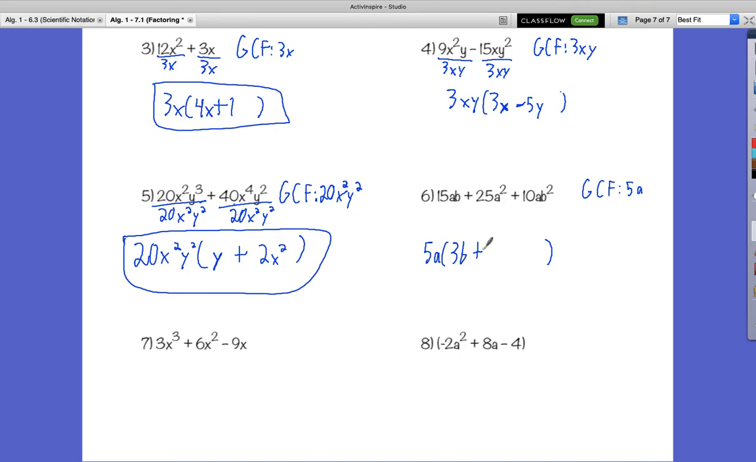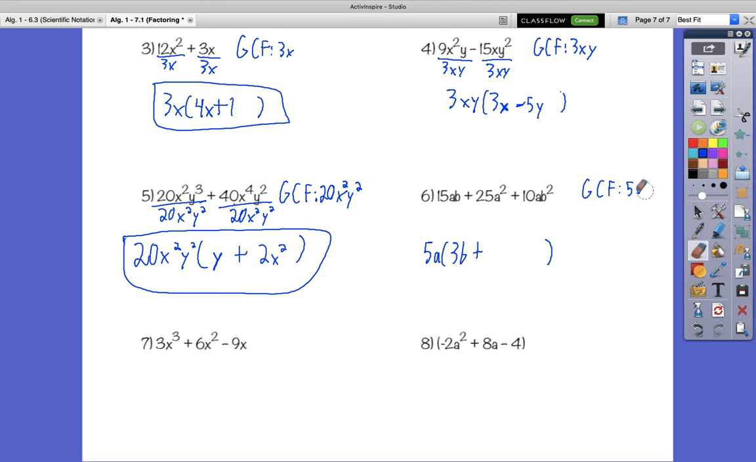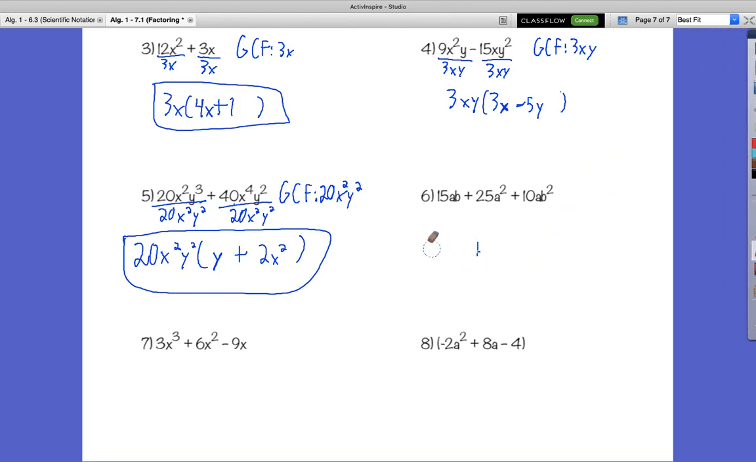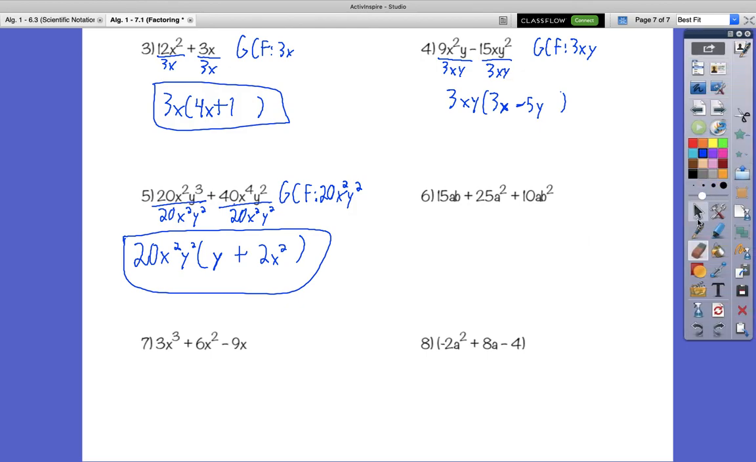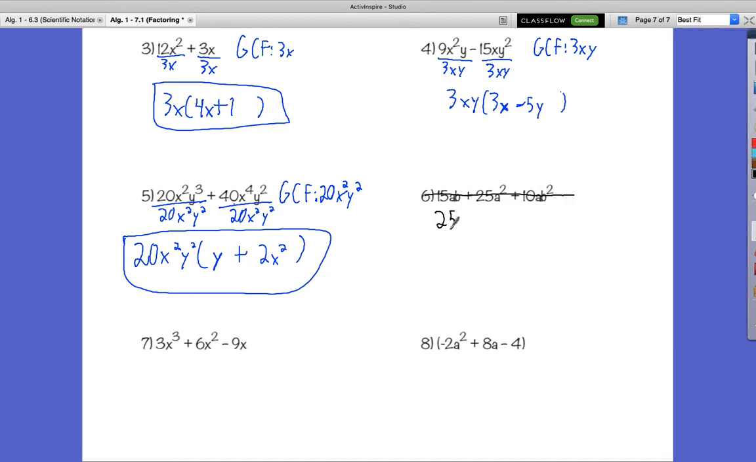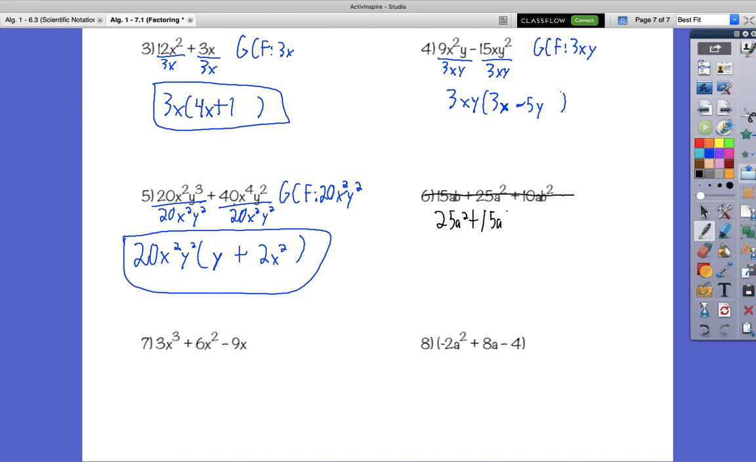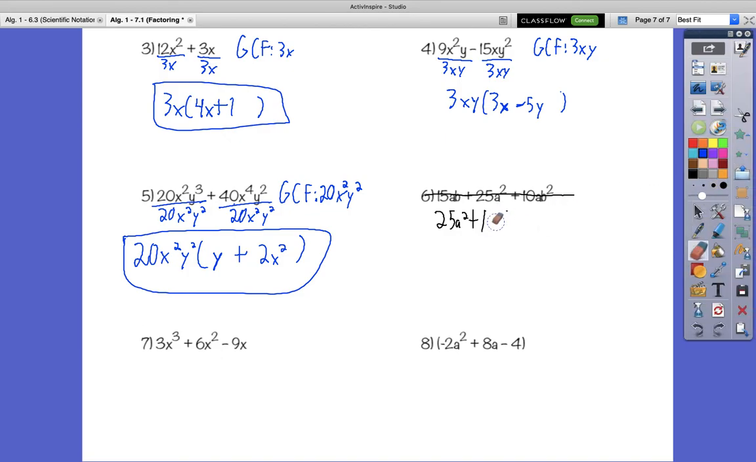Yours is a different order. Perfect, okay, I need to change this. I needed to change it on this one and I forgot to, but I changed it on that one, which I meant to. Okay, so yours says 25a squared plus 10ab squared plus 15ab. That's how yours is written, right?